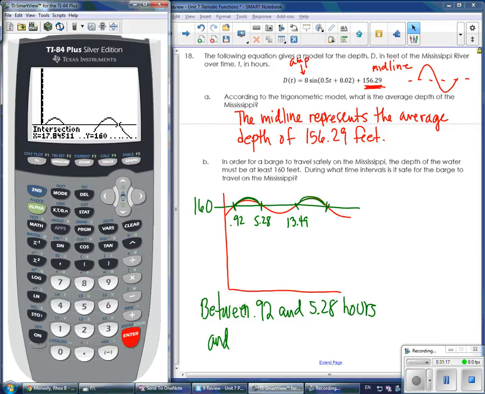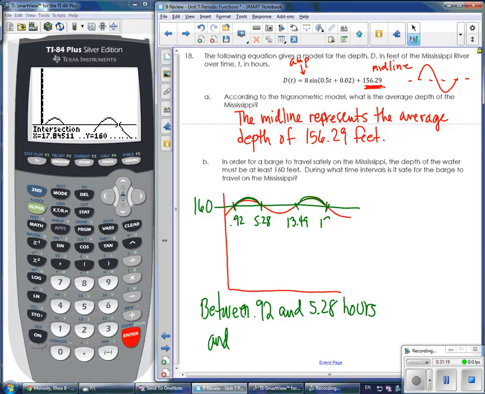Okay, 17.85. So between 0.92 and 5.28 hours, and then again between 13.49 and 17.85 hours. If you were talking in terms of military time, 13 hours would be 1 o'clock in the afternoon, and 17 hours would be 5 o'clock in the afternoon.